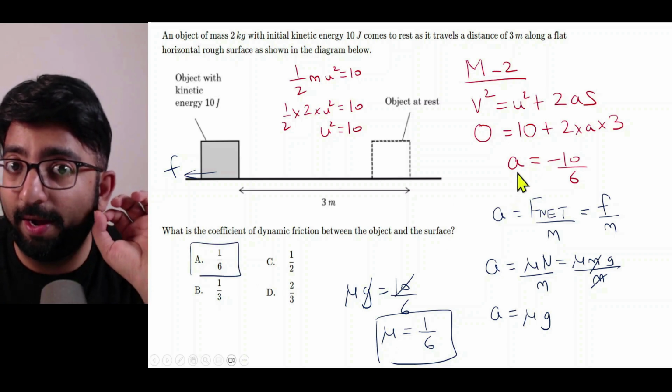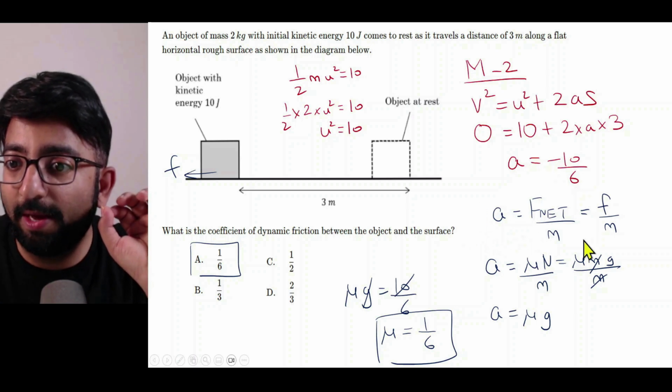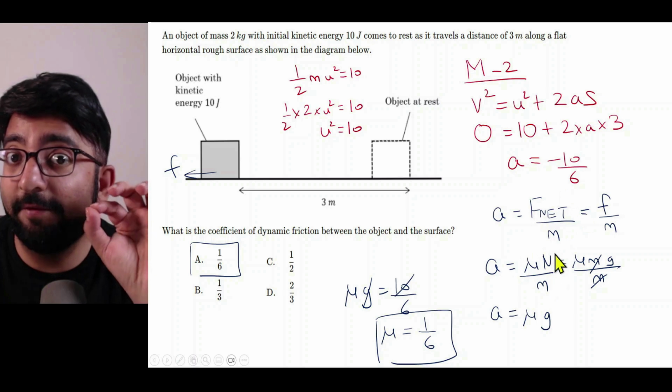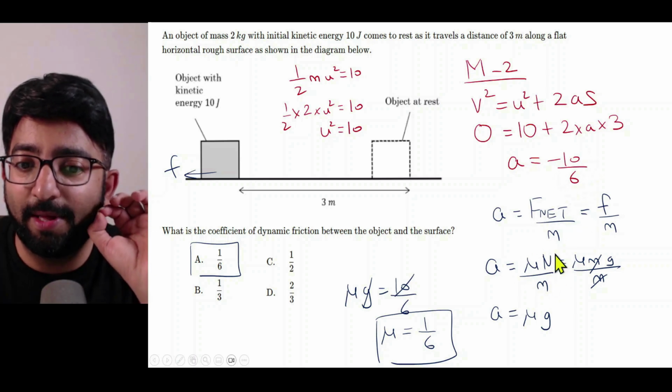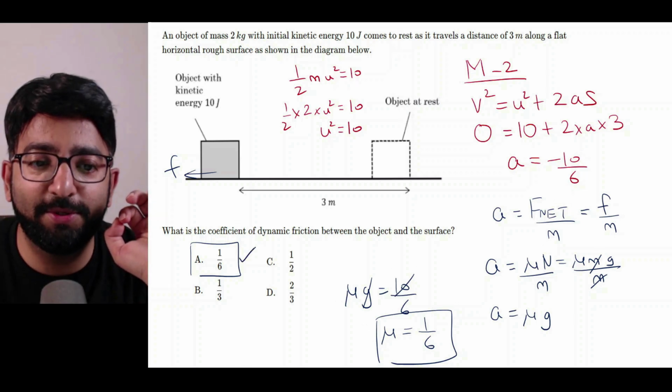Now, bear in mind why we have ignored the negative sign: because in this formula, we have used the magnitude of friction. So the net force is equal to mu times n, which is the magnitude. And over here, 10 by 6 is the magnitude. That is why we ignored the minus sign. So A is the right answer to this question.